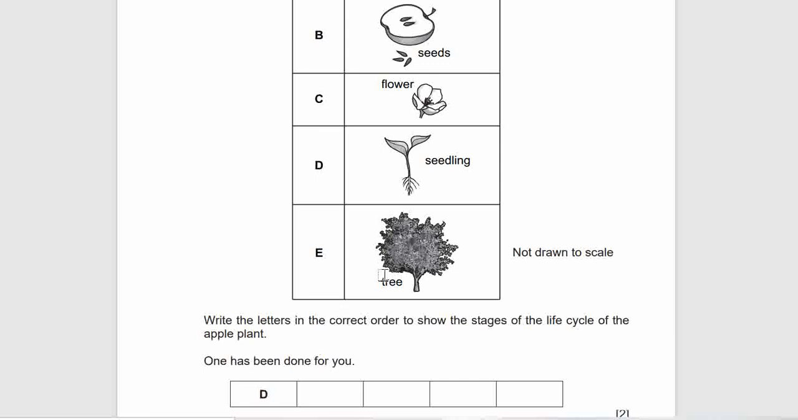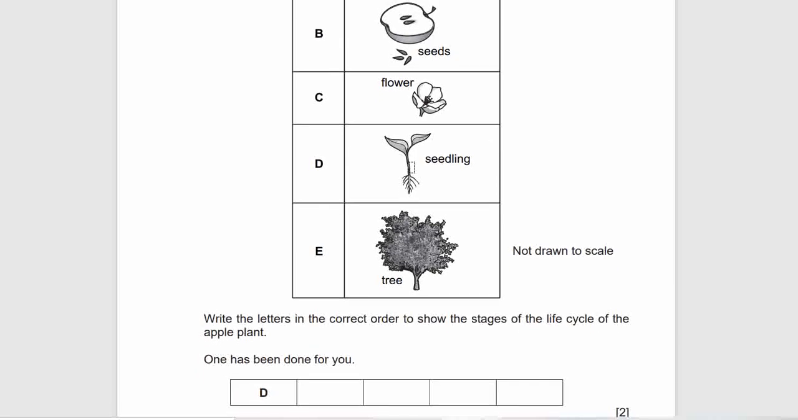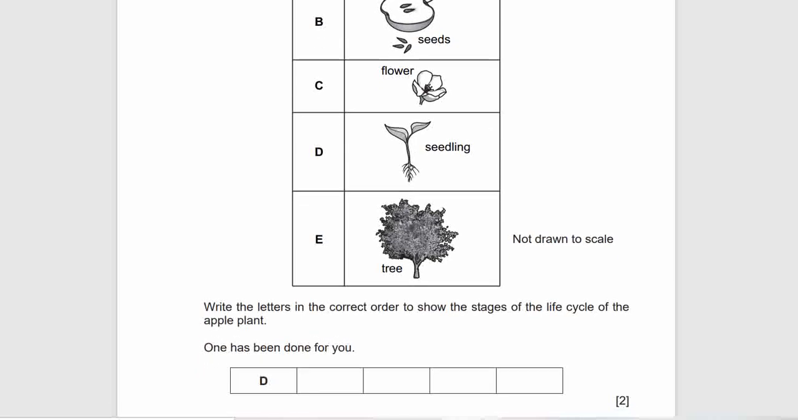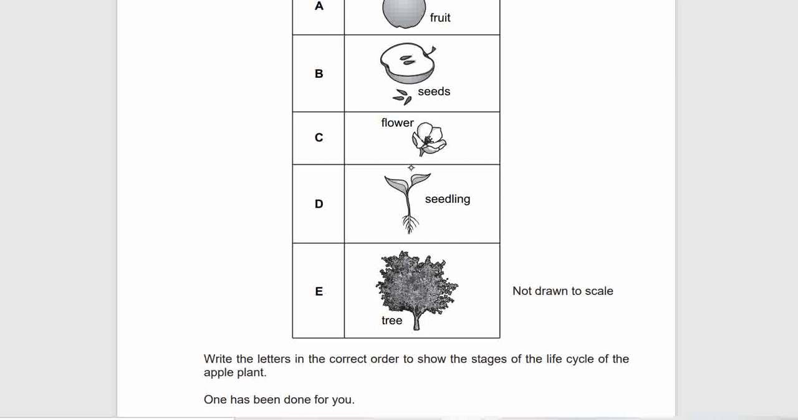One has been done for you, so we start with D, which is seedling. The seedling will grow into a tree, so it should be E after this. After that, the tree will produce flowers to reproduce. So this should be C after this, C, flower.